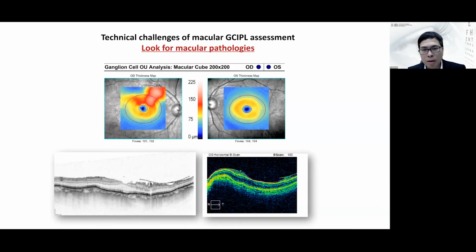The challenge we have when we image the macula is that for patients with macular pathologies, it can give rise to false positive or false negative findings. So always look for macular pathologies.